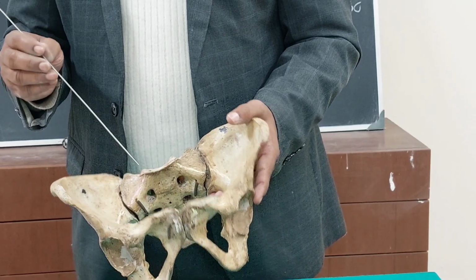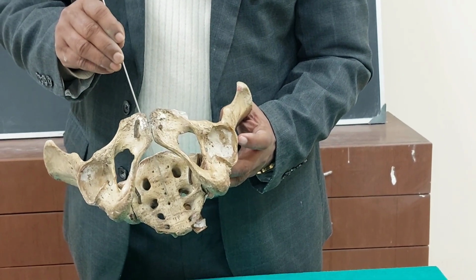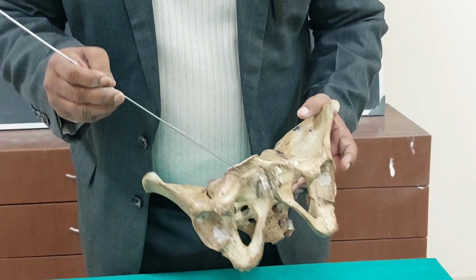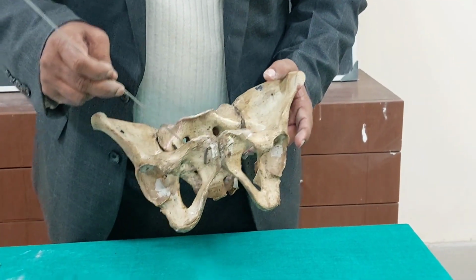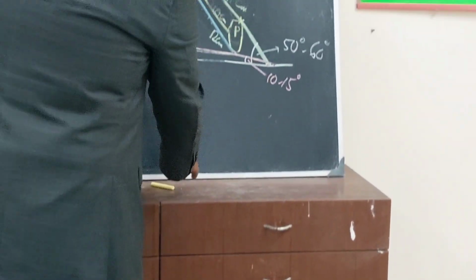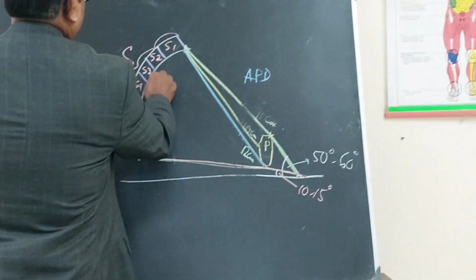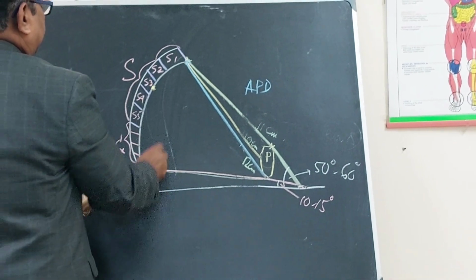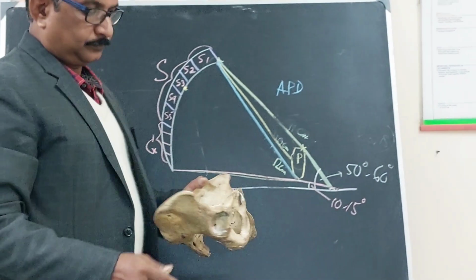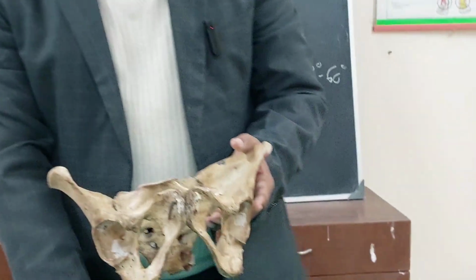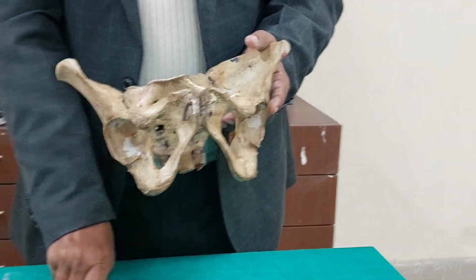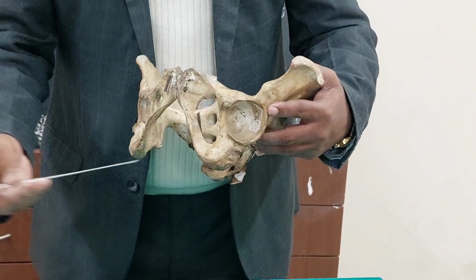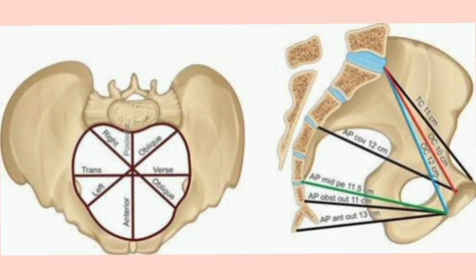For the anteroposterior diameter, posteriorly you start from the S3 vertebra. It is S1, S2 and S3. Here, this is S3. So take a point posteriorly on S3, and anteriorly up to the pubis. From S3 to the pubis, that is the anteroposterior diameter.